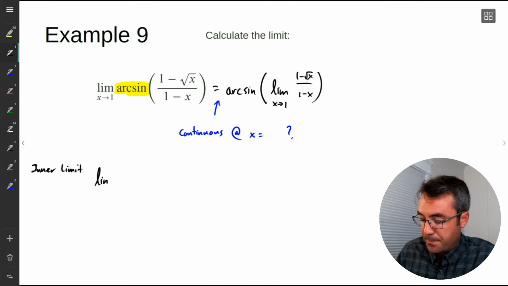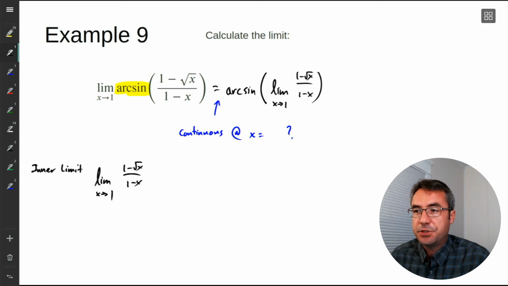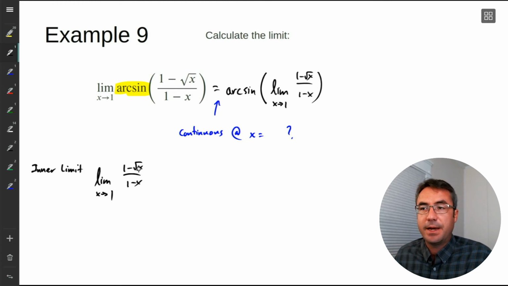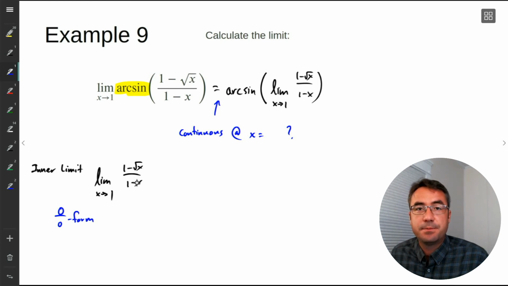So we're going to do the limit of 1 minus square root x over 1 minus x as x approaches 1. Now, the first thing we should do when we're presented with a brand new limit like this is just to try to plug in, see what you get, so that you have some idea of where to go with your work. So when I plug 1 into this, I get 1 minus the square root of 1 divided by 1 minus 1. I get 0 over 0. So this is a 0 over 0 form. That means we have to do some kind of additional work. We have to use some algebraic methods to help us calculate this.